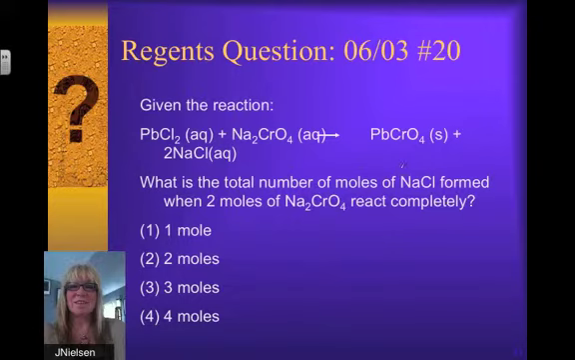Given the reaction, what's the total number of moles of NaCl? So my x goes over the NaCl when 2 moles of sodium chromate are used. So my proportion is 2 over 1 equals x over 2. And I've got x equals 4.